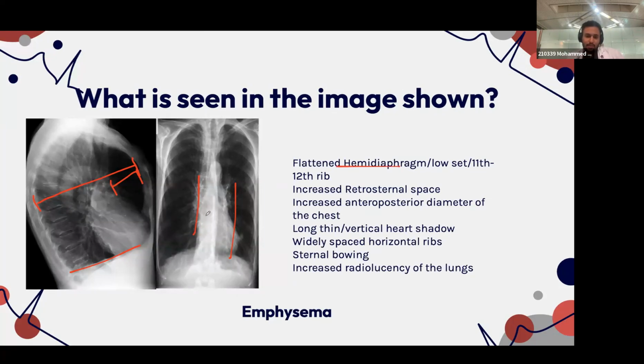Flattened hemidiaphragm, you can see the 11th to 12th rib, retrosternal space, increased AP diameter, long thin heart, widely spaced horizontal ribs. I have no idea what this is, not gonna lie. You don't need to know this, I don't think. And increased radiolucency of the lungs because of the air trapping. Is this clear to you guys? Very important high yield information about emphysema.